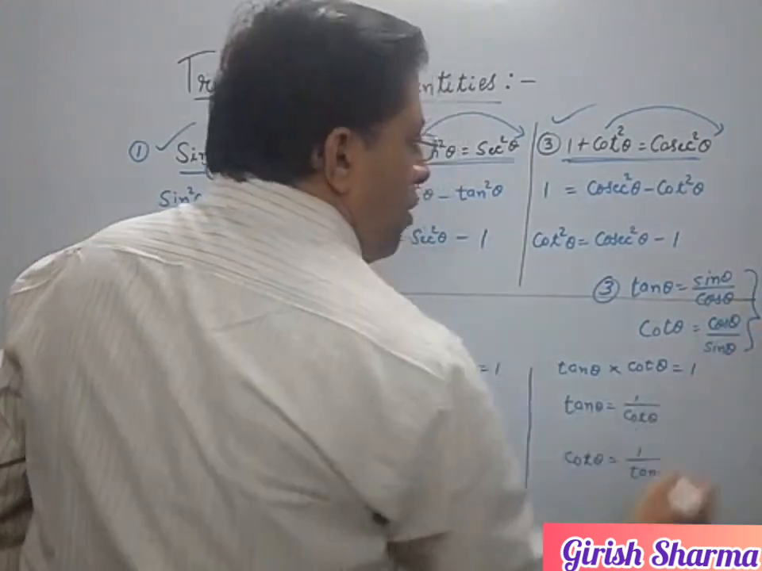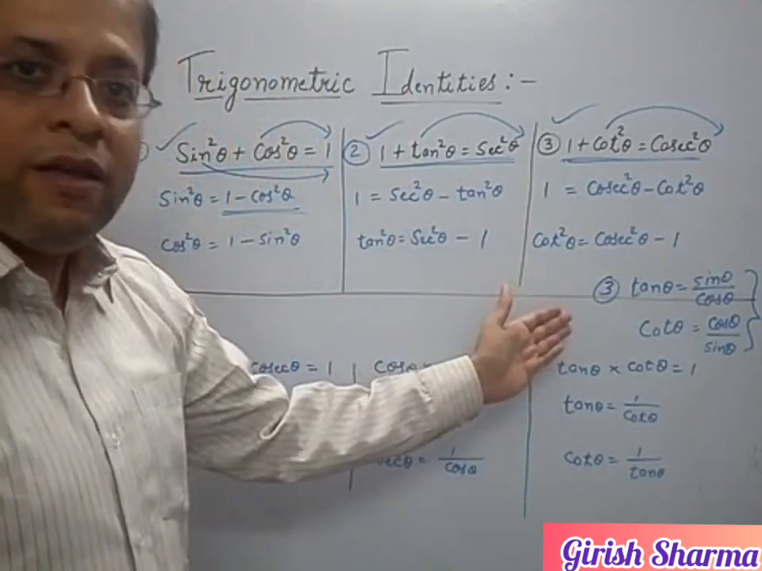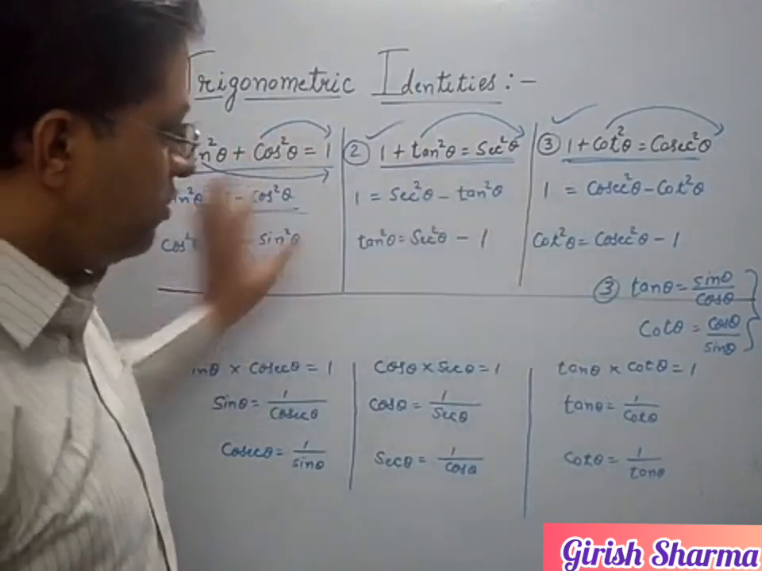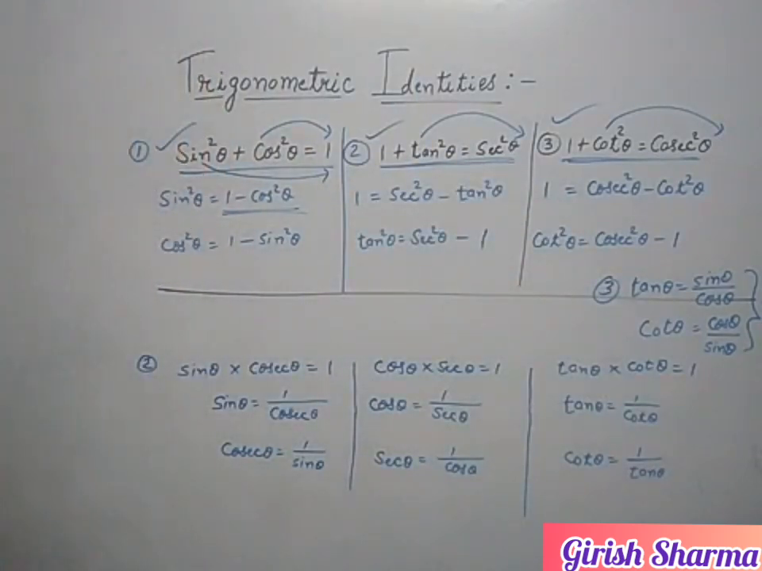These three are here, you have to keep in mind, and when we start the questions, you can get them easily. We have to use these identities in those questions. Come on, the first question.